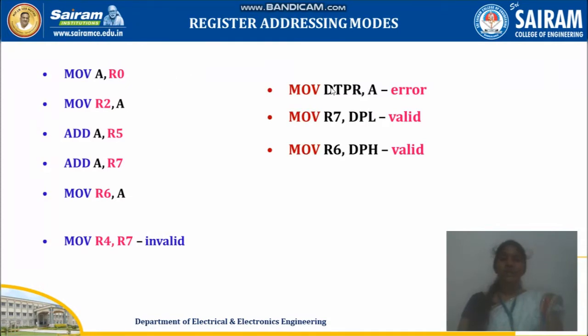Take this example, MOV DPTR, A. DPTR is the data pointer. The accumulator is an 8-bit register and DPTR is a 16-bit register, so this is invalid. Why? Because you cannot move 8-bit data to a 16-bit register or 16-bit data to an 8-bit register. So this instruction is invalid. MOV stands for a data transfer instruction, and ADD is an addition instruction.